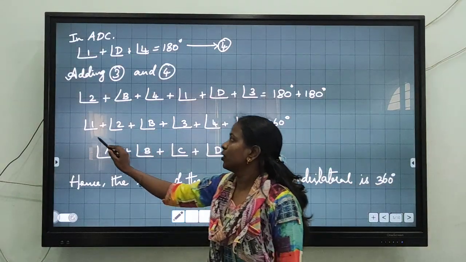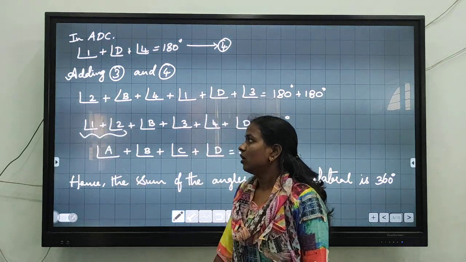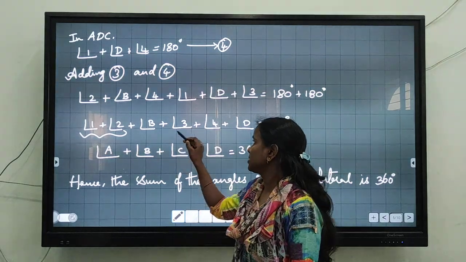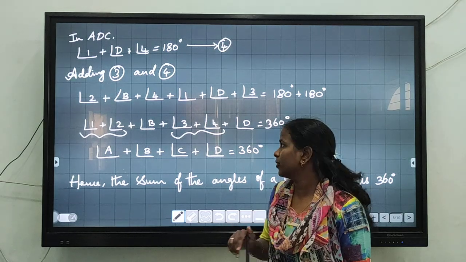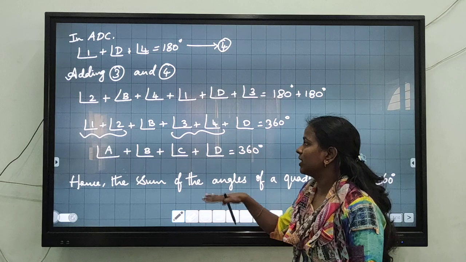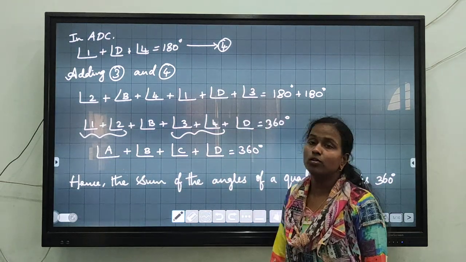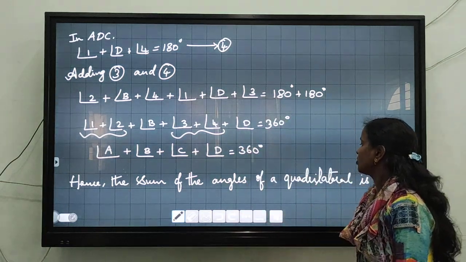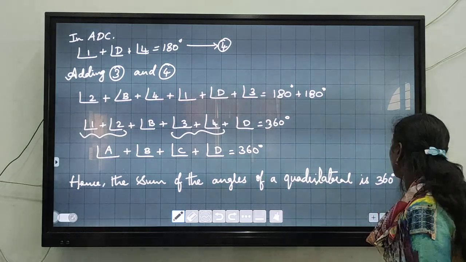Using that condition, I am going to replace angle 1 plus angle 2 equal to angle A by equations number 1 and 2. Then angle B as it is. Angle 3 plus angle 4 I replace by angle C using equation number 2, plus D equal to 360 degrees. From that we conclude that the sum of all angles of a quadrilateral is equal to 360 degrees. So hence the sum of the angles of a quadrilateral is 360 degrees. Hence the theorem is proved.